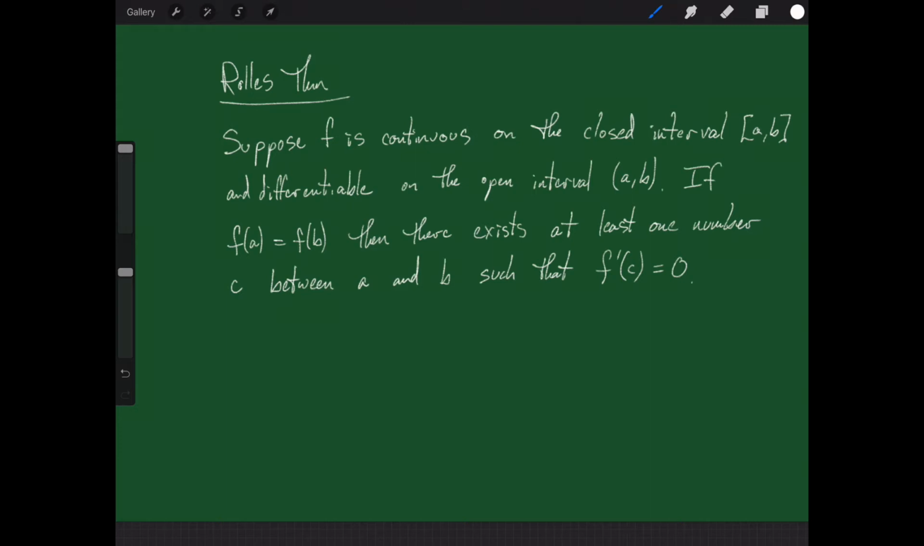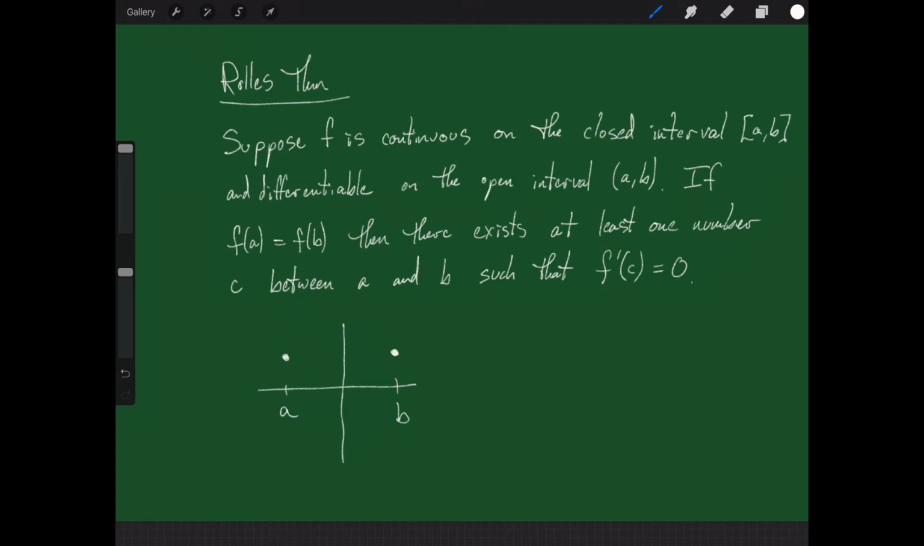Now, let me draw a quick picture of this just so you can get a feel for what's going on here. So we have, let me draw my x and y axis real quick here. And we have a point A, we have a point B, and what we're told in this theorem is that the functional value of A and the functional value of B are the same thing. So we have f of A up here, f of B up here. They're the same point. And what it's saying is, if this is a nice continuous differentiable function on the interval, then somewhere the derivative is 0.